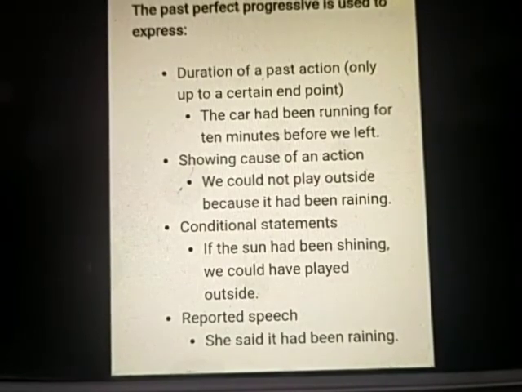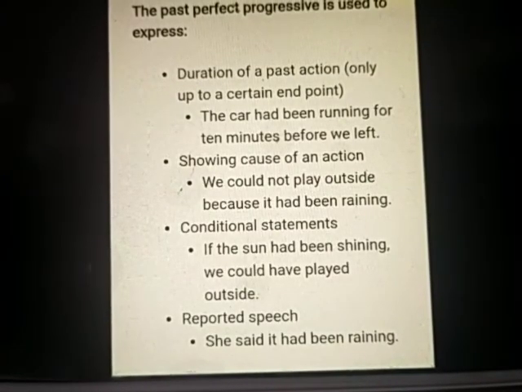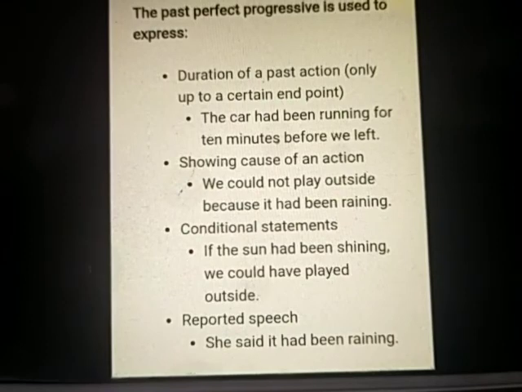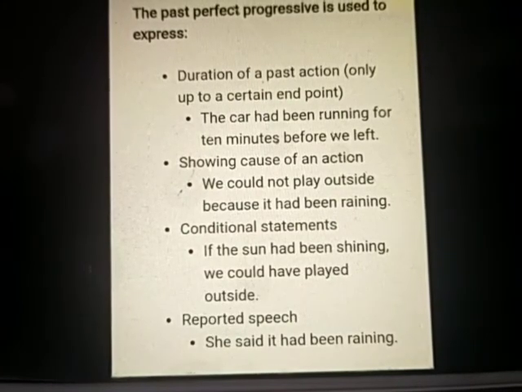We are using for and since in the past perfect progressive tense. For is not for definite time. Since is for definite time or hour.